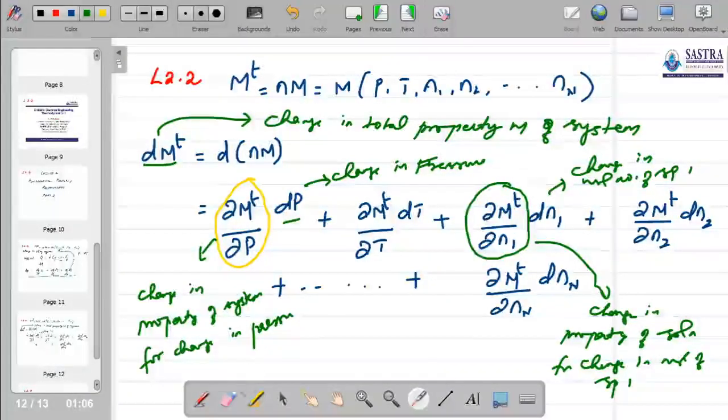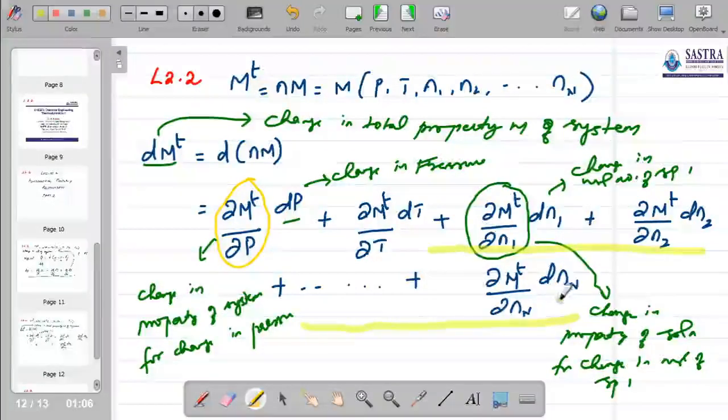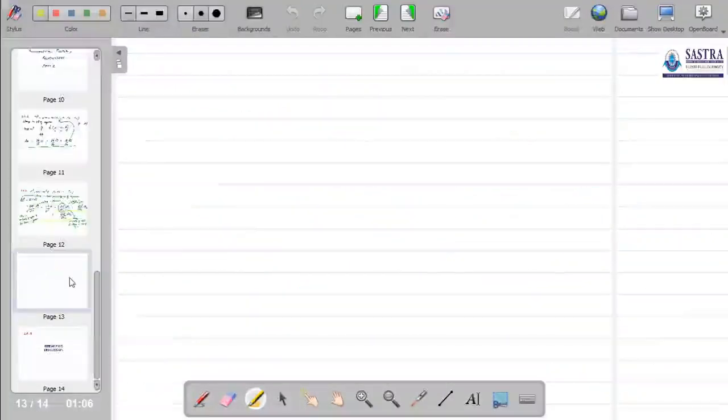Now, if you observe these terms, let's say from here till this end, they are almost similar. Only thing is, here it is component 1, here it is component 2, there will be component 3, and so on and so forth till component n. So, they are almost similar. That means we can write this in generic form as follows.